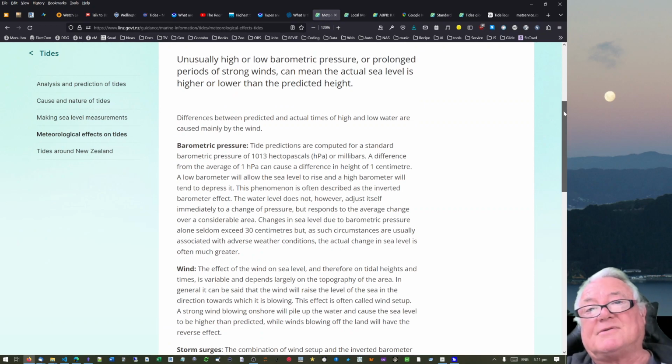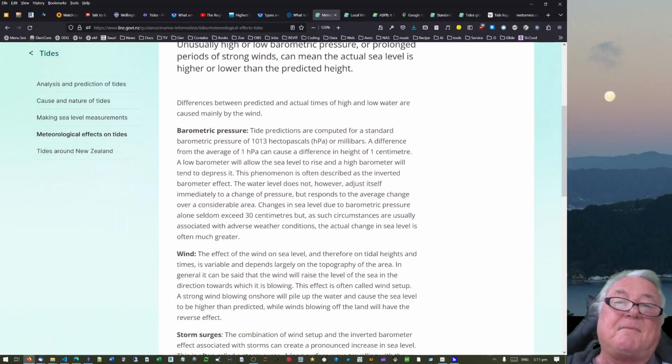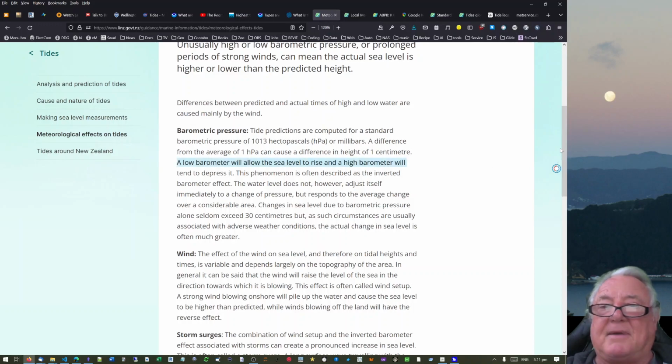Another thing that actually influences tides as well is the meteorological effect. So you've got your barometric pressure. So it's sort of like inverse barometric pressure. So if it's a low pressure, you're going to get big lifts in the water. High pressure is going to flatten it out. So it's often described as the inverted barometric effect.